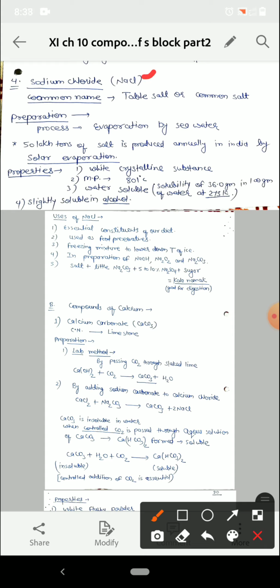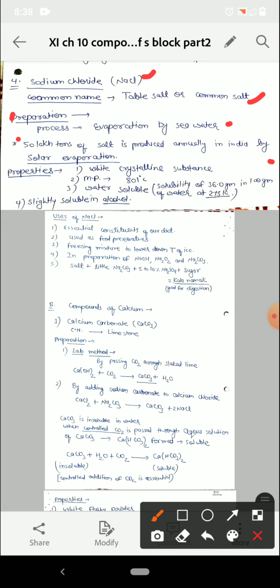The common name of sodium chloride is table salt or common salt, which is used in our daily life as a food ingredient. The preparation is by evaporation of seawater. You all know that NaCl is formed by the evaporation of seawater. 50 lakh tons of salt is produced annually in India by solar evaporation.